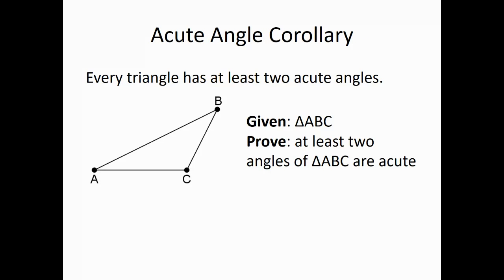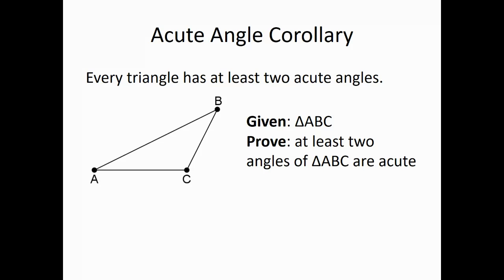Okay, so the acute angle corollary. It says that every triangle has at least two acute angles, okay? And of course, it immediately follows from that, to go back to our definitions, that an obtuse triangle has precisely one obtuse angle, and a right triangle has precisely one right angle, because the other two angles must be acute. So let us then consider the proof of this, that every triangle has at least two acute angles. In particular, if we're given a triangle ABC, that at least two angles of ABC are acute.